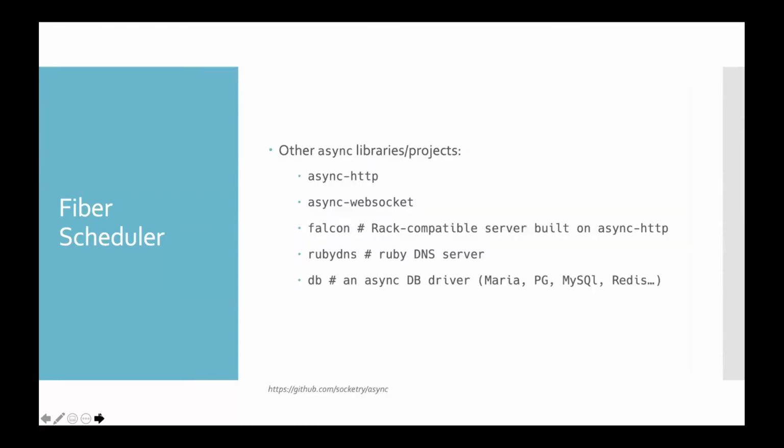Async has a few other libraries. A lot of them are pretty brand new. Async HTTP is basically what you just saw. There's a WebSocket library as well. Falcon is a Rack-compatible async HTTP server. If you check out the talk that I'll send you afterwards, they did a side-by-side comparison of how Falcon compares to Puma, and being able to manage multiplexed requests through HTTP is super performant.